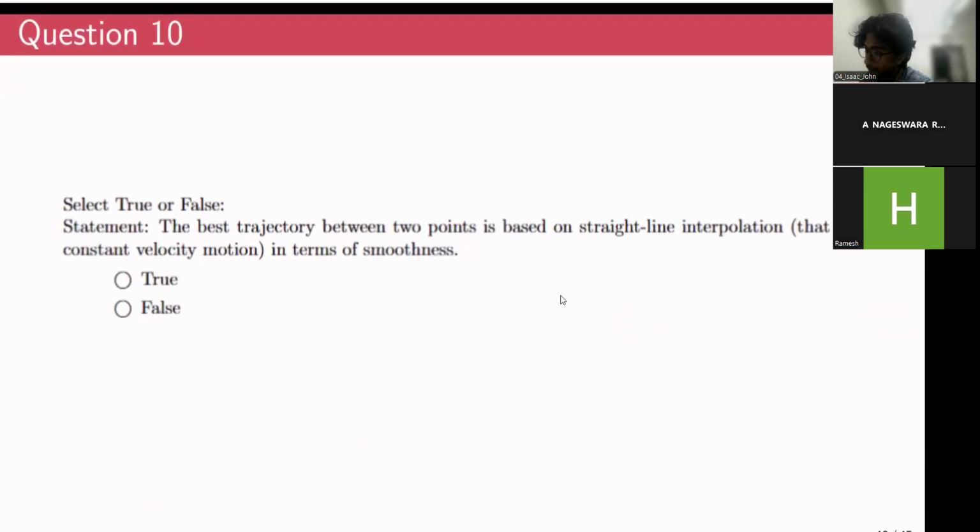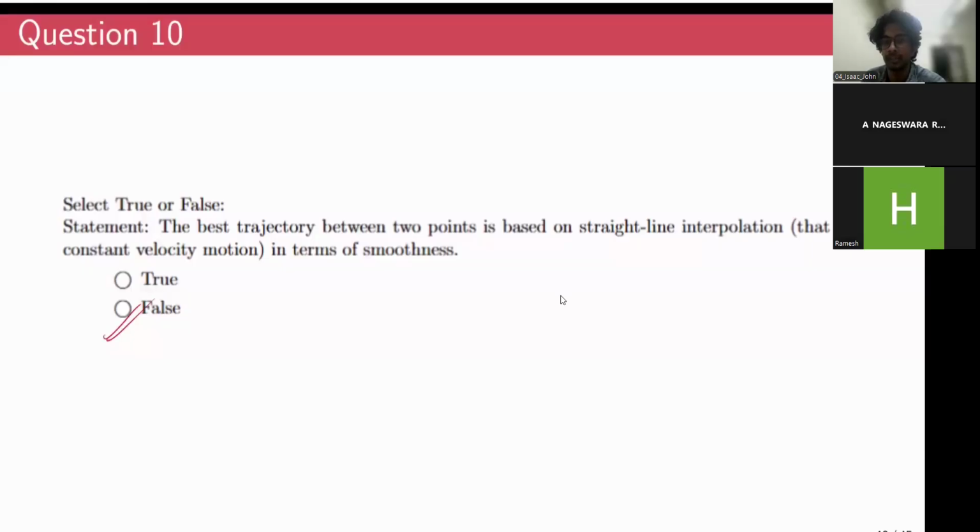Question 10. The best trajectory between 2 points is based on straight line interpolation in terms of smoothness. No. We have seen that cubic, quintic, cycloidal, and even straight line with parabolic blends are far superior to a simple straight line interpolation, right? Because straight line interpolation will have infinite accelerations at the very beginning and at the very end. So we can all agree that to be false as well.